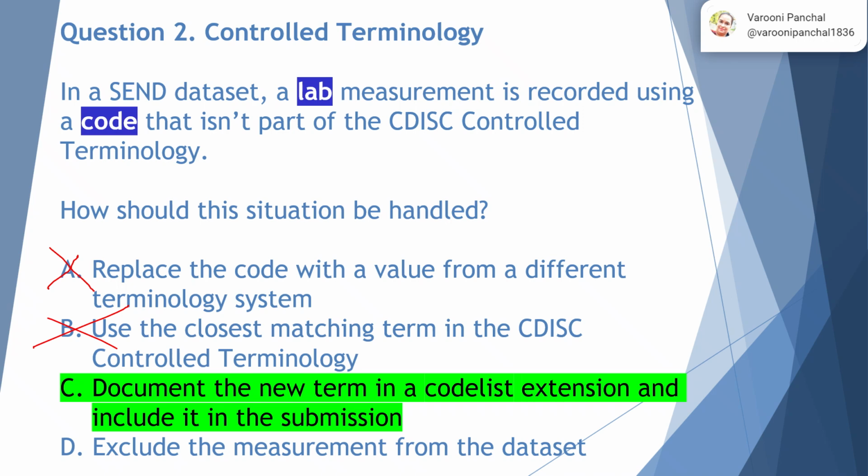Option D, exclude the measurement from the dataset. No, you cannot exclude it. You have to include that record, even if it is not part of the CDISC controlled terminology. In that situation, you can document the new term in a codelist extension and include it in the submission. You cannot omit any record that occurred during the clinical study duration.